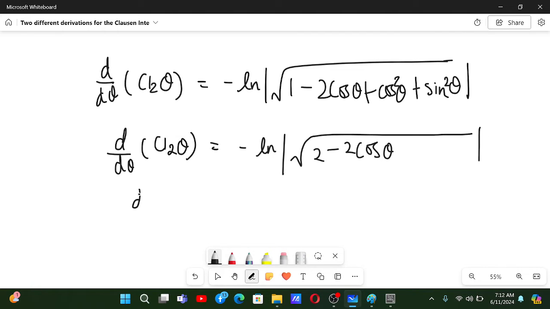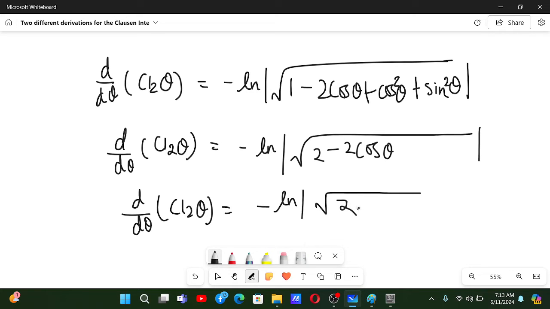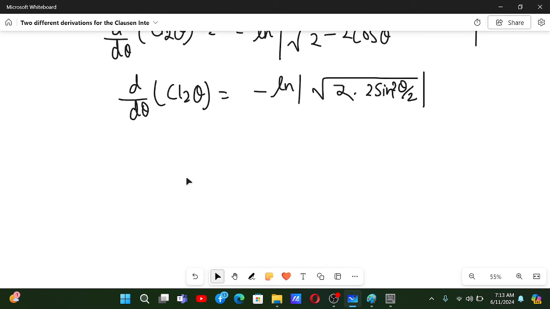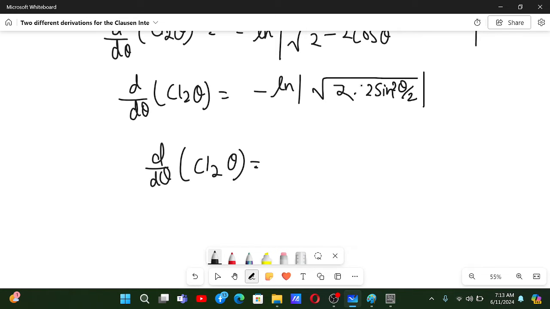Okay, good. Now again, d theta of Cl2 of theta will be minus ln of, take 2 as common, and then 1 minus cos theta will be 2 sin square theta by 2. So 2 times 2 sin square theta by 2. And after this we have d theta of Cl2 of theta will be minus ln of 2 sin theta by 2. Minus ln of 2 sin theta by 2.